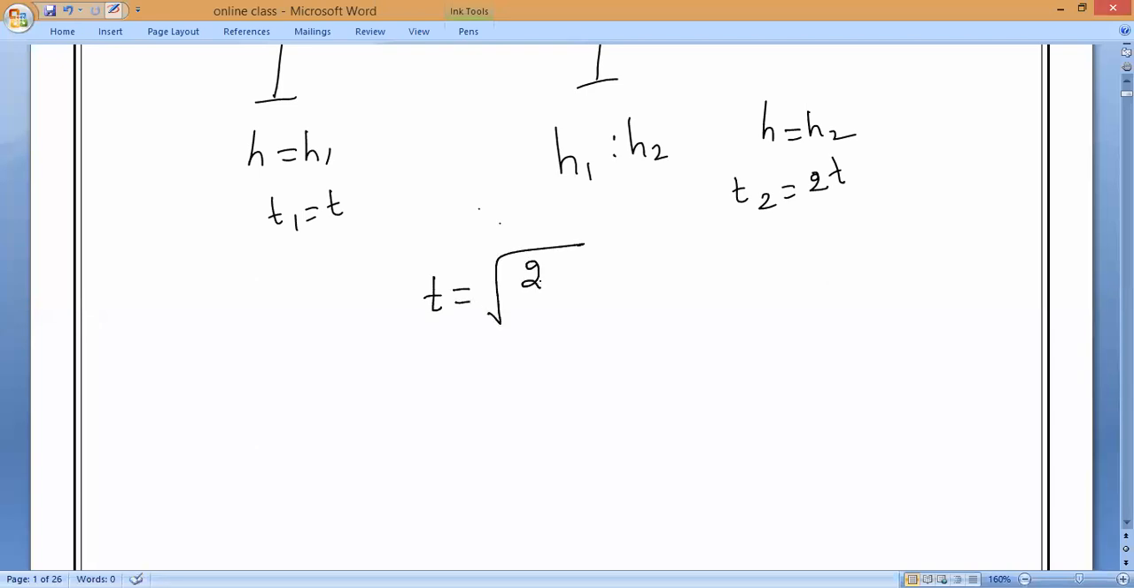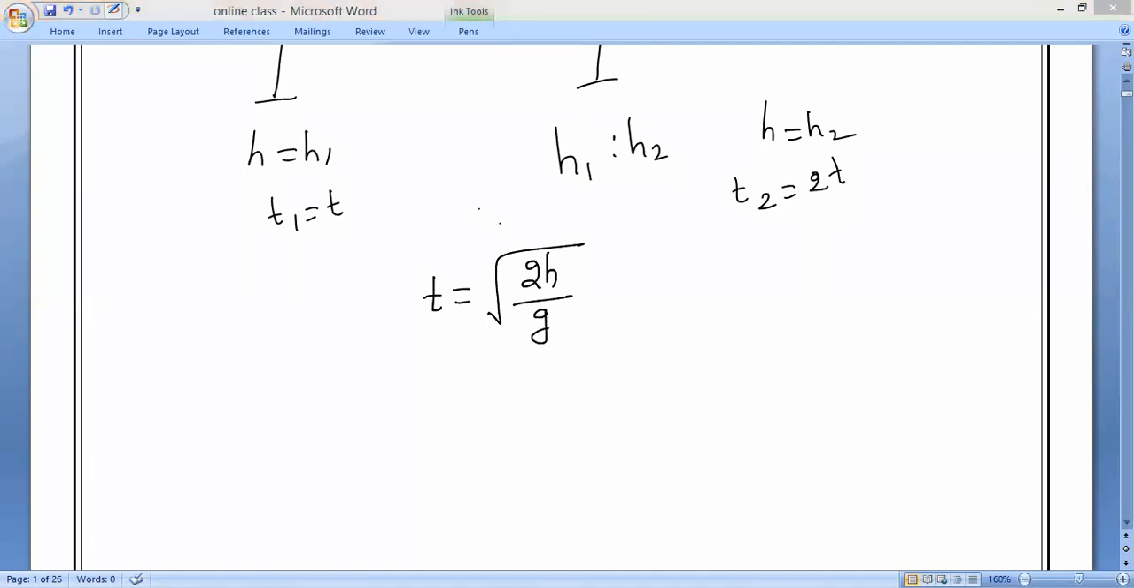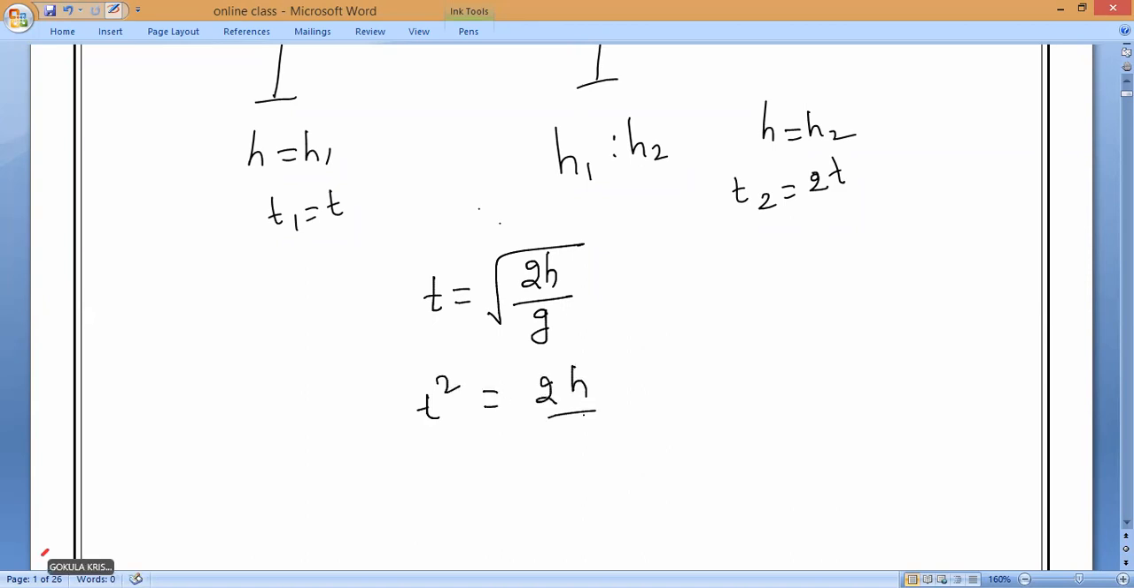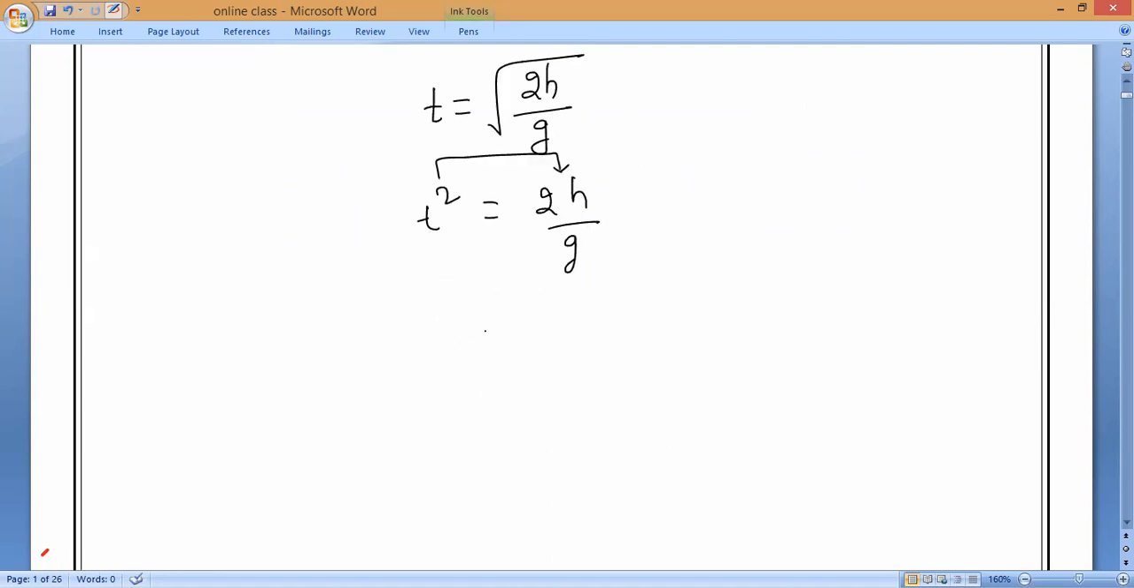So t is equal to root of 2h by g. That is the relation between time and height. Now if you notice, the root will come to this side. It will become t square is equal to 2h by g. So what is the relation between time and height? Check it, everybody. t square is directly proportional to height.